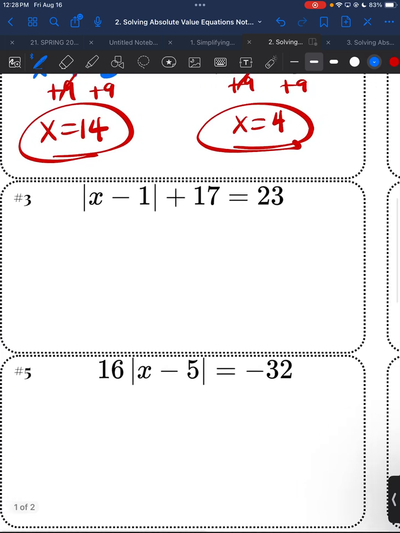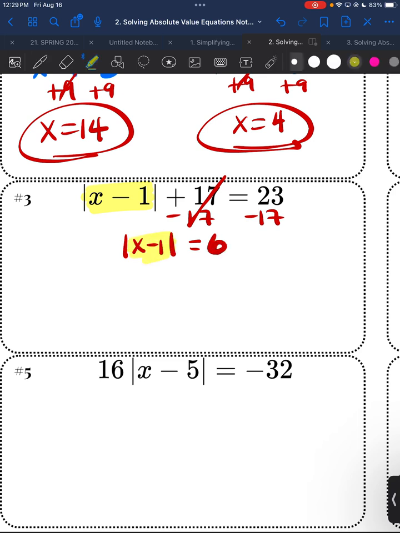Okay, number 3. Before you start splitting it in 2, you have to isolate it, and it is not isolated because there's that plus 17 there. So we have to move that first. I'm going to do minus 17. I still have the absolute value of x minus 1. This is going to equal 6. Since it is now isolated, I'm going to split it into 2.